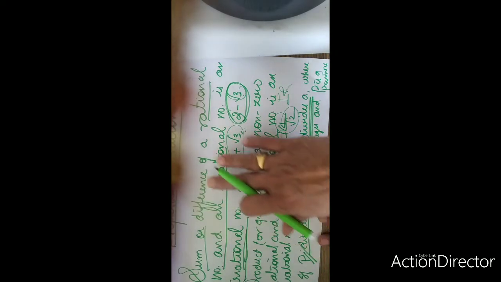Before that you have to understand one theorem: if P is a prime number and if it divides A square, then P divides A also, where A is a positive integer. I am repeating once again. If P is a prime number and P divides A square, then P divides A also, where A is a positive integer. This theorem we are going to use now in proving the properties of an irrational number.